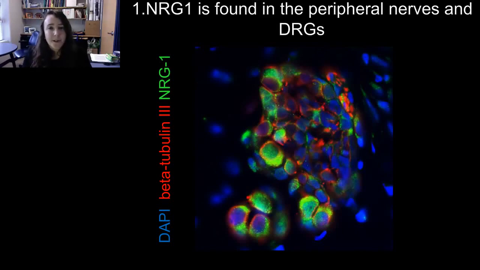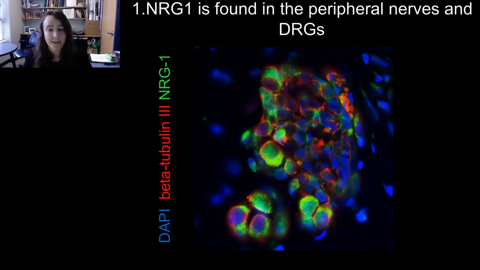And first of all, we simply had to look for it. To this end, we collected tissues, in this case a dorsal root ganglion, again, those cell bodies at the entrance of the limb, and we sectioned and stained them for neuregulin-1 using immunohistochemical stains. So these are antibodies that tag the proteins of interest. So here in red is simply a tag that looks for nerve-specific cells, and then green is neuregulin-1, and you can see how beautifully expressed it is in these cell bodies.